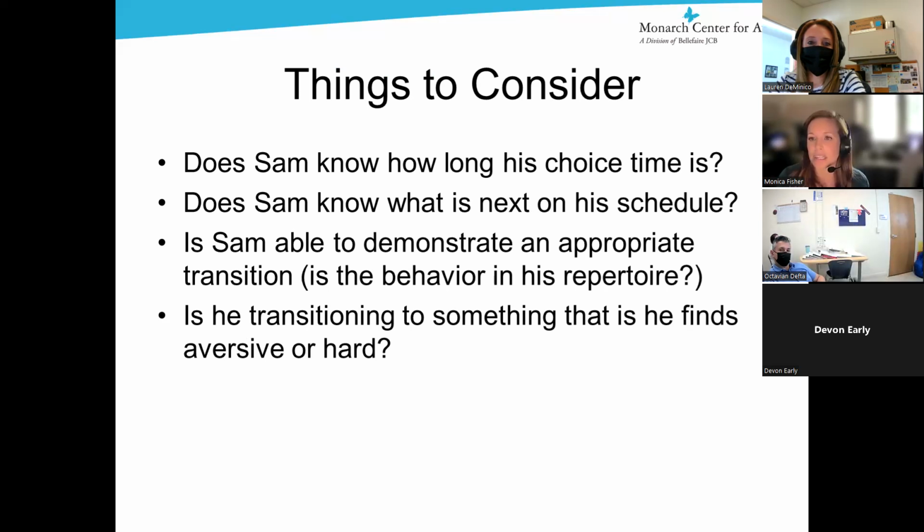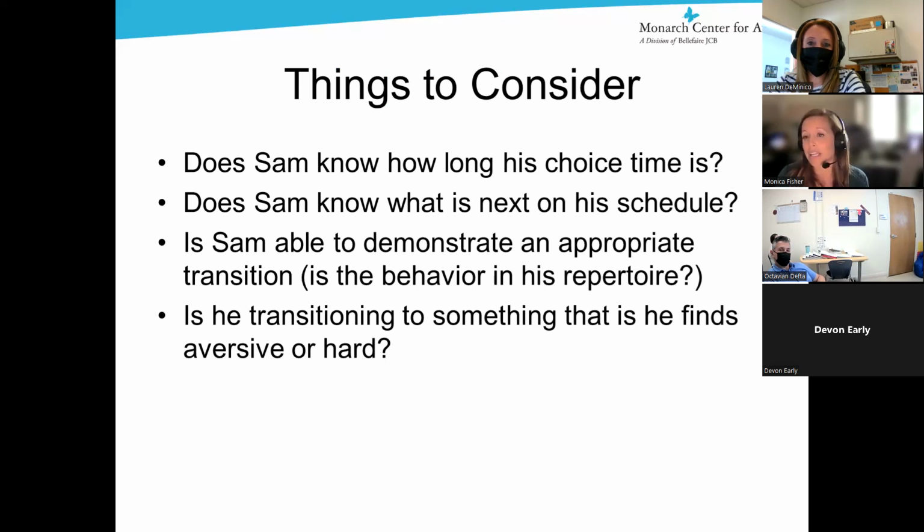Does Sam know what's next on his schedule? Does he actually know what he's transitioning to? Is he able to demonstrate an appropriate transition? Like, is that behavior in his repertoire? Does he understand, oh, I hit this X, I close this program down, I stand up and I walk to my next thing? Is he transitioning to something that he finds aversive or hard?